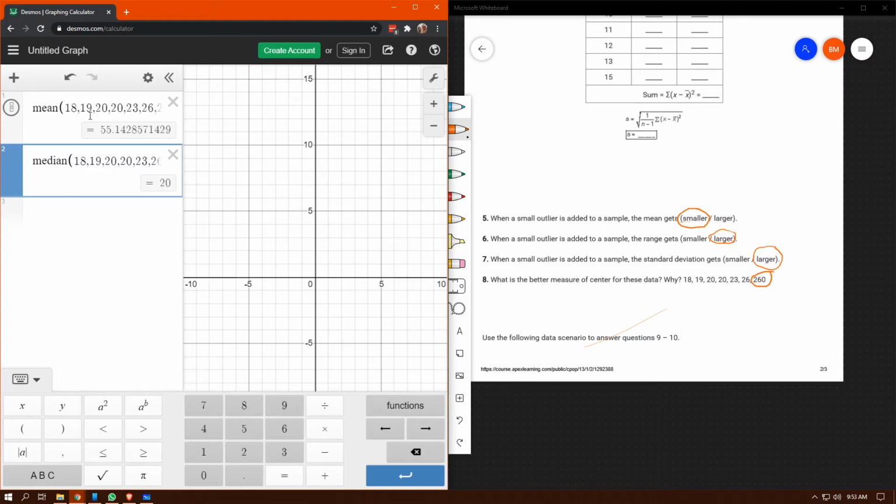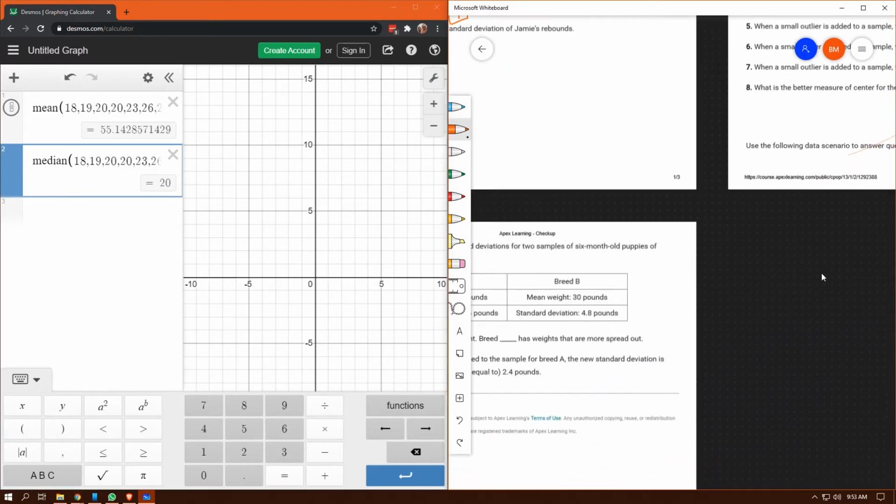All right, so when I do the mean, the average, I get 55. When I do the median, I get 20. If I look at this data, which one would you believe is more accurate, 20 or 55? Well, 20 is obviously. So whenever we have a large outlier like that, the median is going to be the better option, because it's not as greatly impacted by an outlier as the mean is. A mean is greatly impacted by an outlier. So anytime we have an outlier, use median.